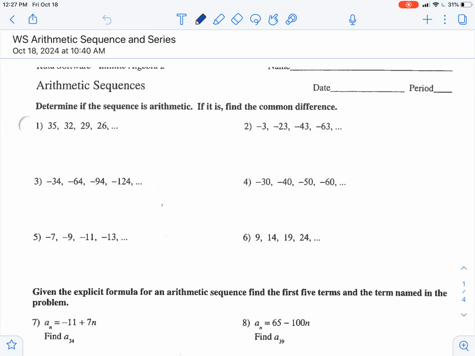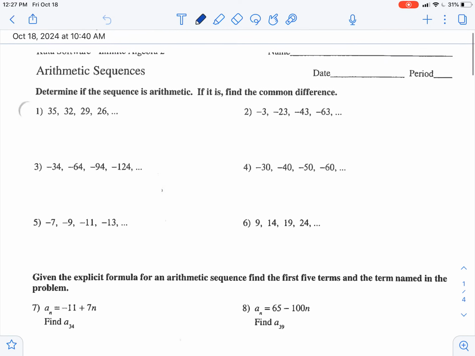Okay, so this is the worksheet that you're going to be working on. I'm just going to go ahead and run through a couple of these just to make sure we're on the right track. This first one says to determine if the sequence is arithmetic, and if it is, find the common difference. That's all you've got to do there.